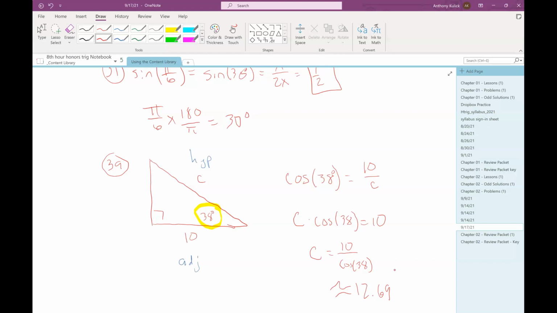And just to ask myself, does that make sense? The side I'm finding is the hypotenuse, so it should be bigger than the other sides that I know, which it is in this case, which is usually a pretty good sign that I'm on the right track. Does that feel okay, Jacob?